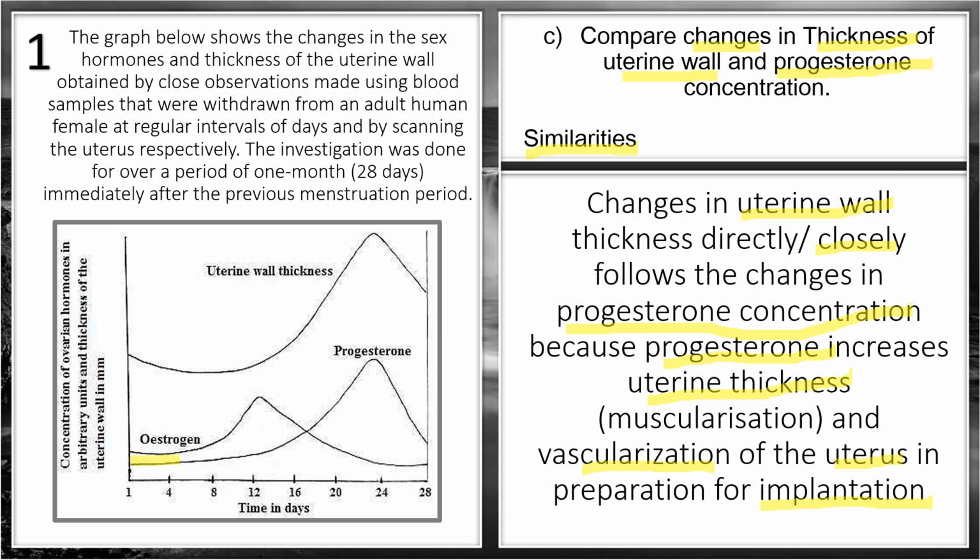We can see that progesterone concentration corresponds with the thickness of the uterine wall. As this one is increasing, this one is also increasing. So the concentrations are directly following each other.